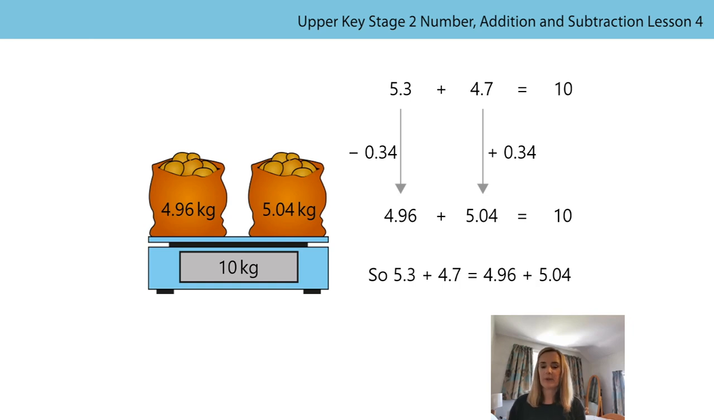And on the other one, for 4.7, we needed to increase it by 0.34. So again, if we add on the 0.3, the 3 tenths of 0.34 to the 4.7, we'd get 5, wouldn't we? And then we've got to add on a further 4 hundredths to give us 5.04. Definitely hasn't made the calculation easier, but they are still balanced and they are still equivalent. So 5.34 add 4.7 is equal to 4.96 add 5.04. We have a balanced equation.